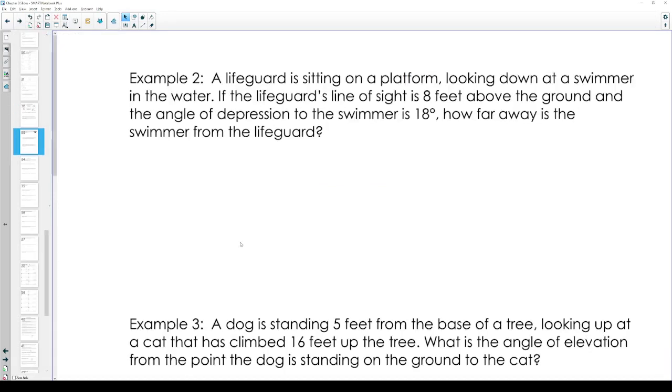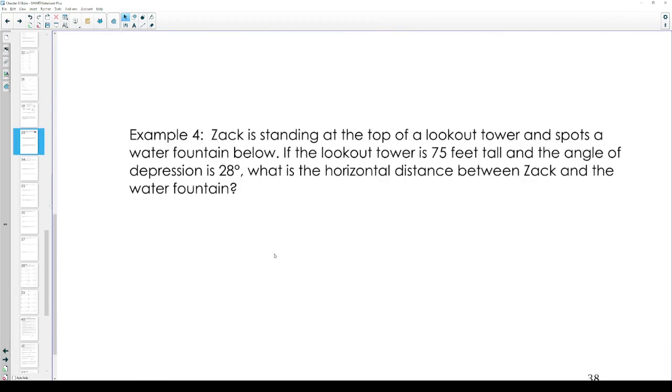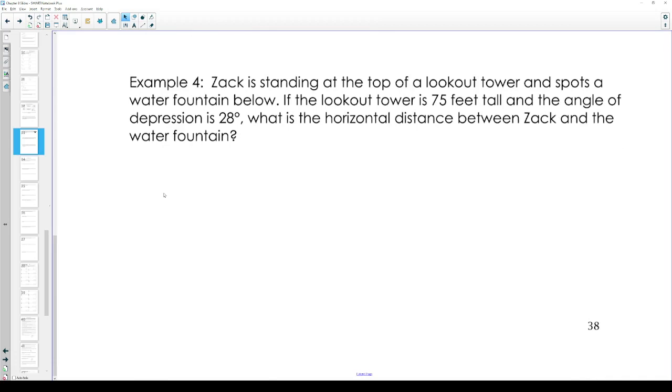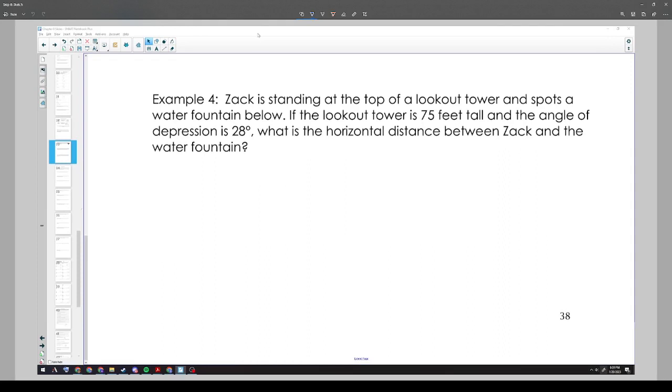So all of our problems in this section are going to look like this. I'll do one or two more, but really these are just trig problems in word problem form. So we'll pick two more of these to look at together, and then we'll call that for our notes.